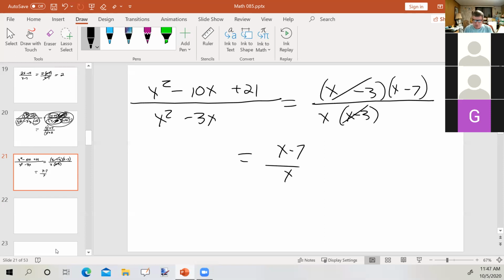Can I reduce that? No, because the x in the numerator is not a factor of the entire thing. The x in the denominator is, but they've got to both be factors. So there's your final answer. All right with that? Yes. Okay.